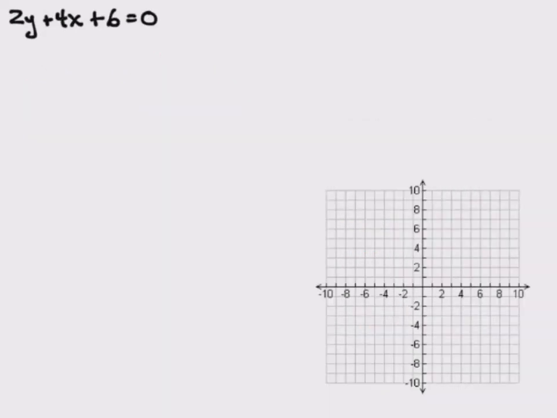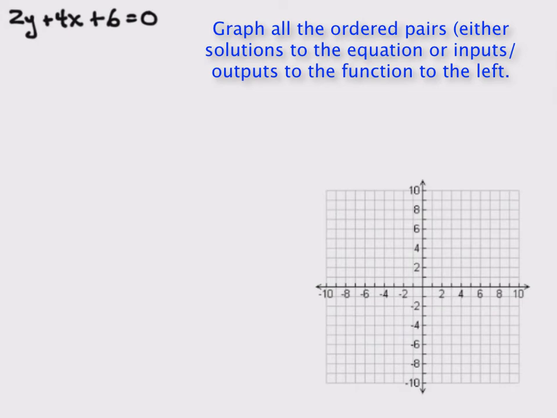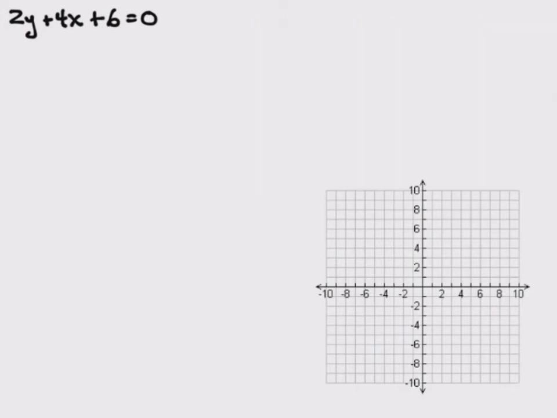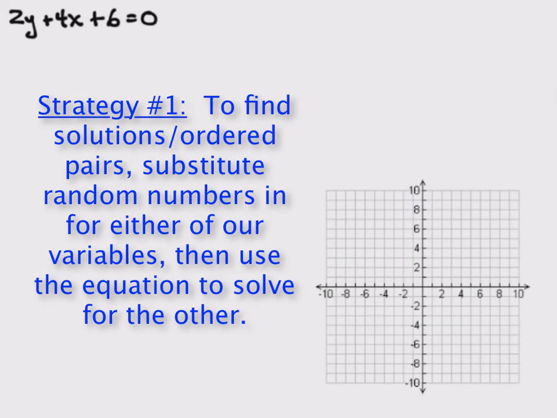Alright, let's try another one. Let's please graph all the ordered pairs for the following equation or rule: 2y + 4x + 6 = 0. Now our first strategy to find solutions or ordered pairs is to just substitute random numbers either for x or for y, or for whatever the variables may be, and use the equation to then solve for the other. So either substitute something in for x and then solve for y, and then you have an ordered pair, or substitute something for y and then solve for x to find an ordered pair. Let's try substituting in x equals 2, and then let's try substituting in y equals 5, and let's see what ordered pairs we get.